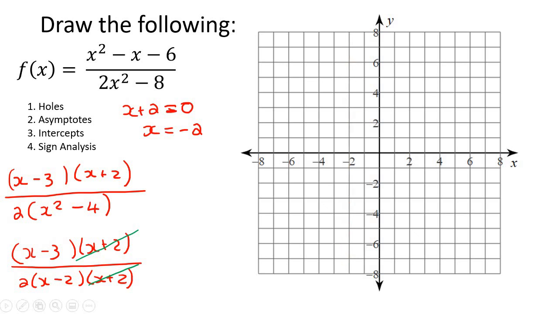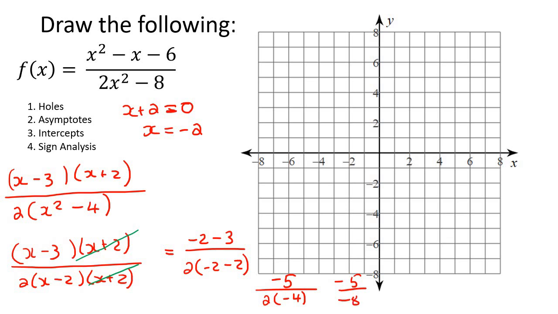Now what's really weird is normally, if you wanted to find the y value, you would just go plug it in, right? But what's weird about holes is when you want to find the y value of that hole, you go plug it into this part over here, and you don't plug it into that part over there. And so you would end up with (-2 take away 3) over 2 times (-2 take away 2). And so you end up with -5 over 2 multiplied by -4. And so you end up with -5 over -8, which is 5/8.